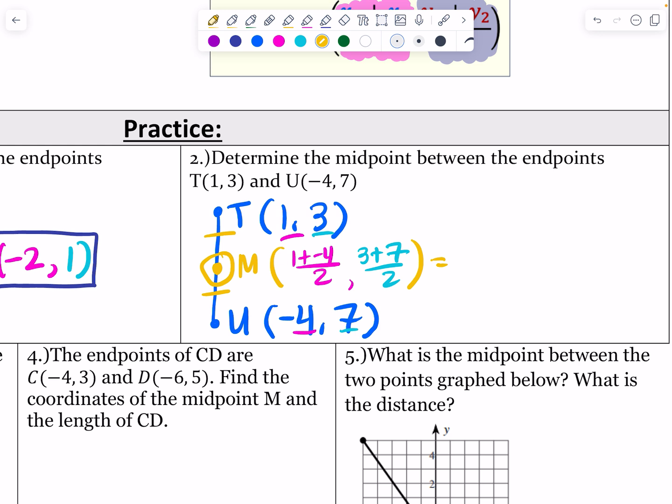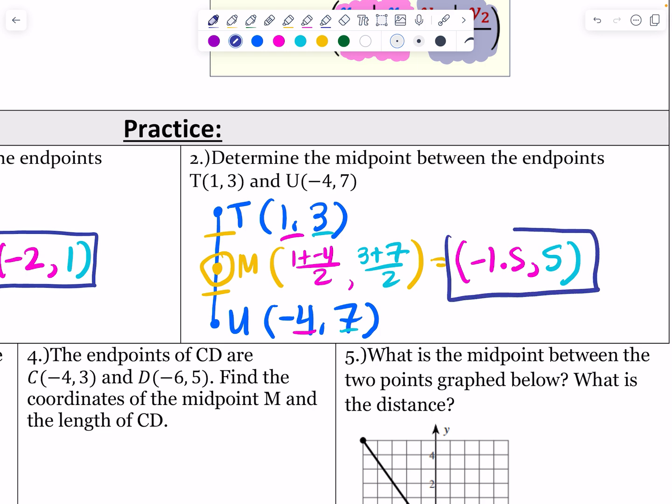That would be 1 plus -4 is -3, divided by 2 is -1.5. It is totally fine that it is a negative. 1 plus -4 divided by 2 is going to give you -1.5. And then 3 plus 7 is 10, divided by 2 is 5. So hopefully you got that when you're going back to check.